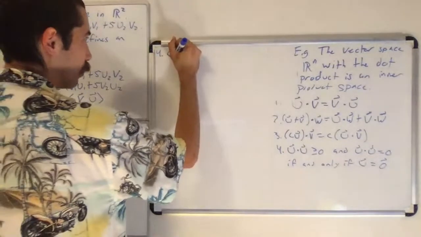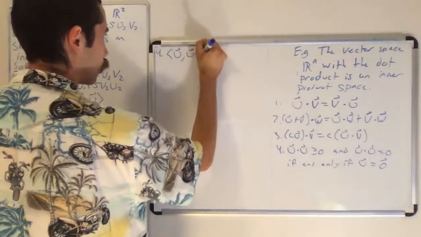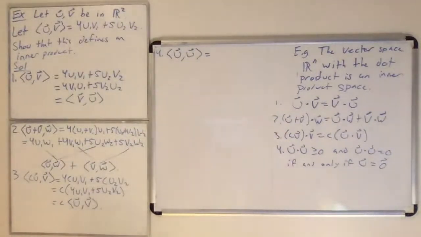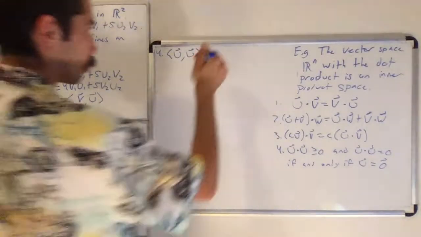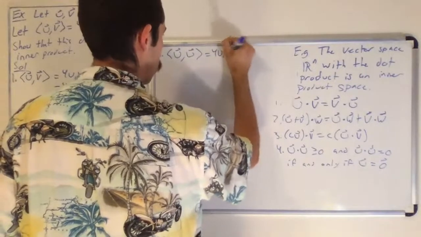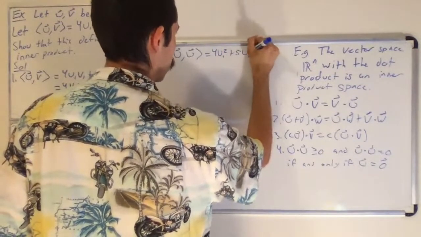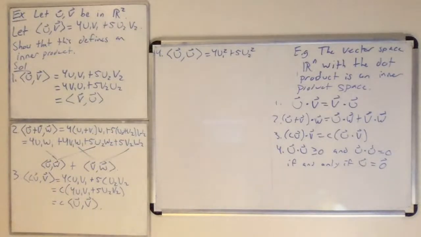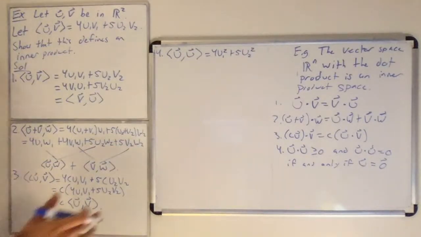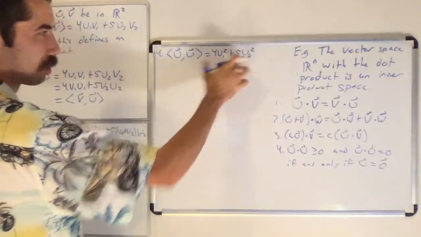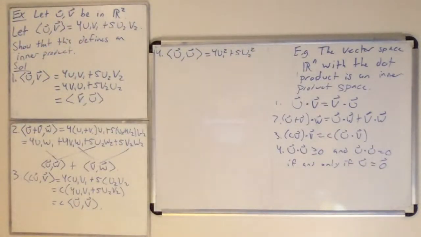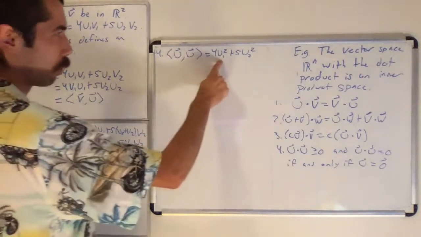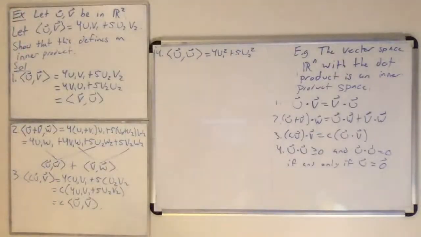So we take the inner product of U with itself, which is 4u1 squared plus 5u2 squared. And so my question is, why do we know that this is greater than or equal to 0? Right, we want to show that this is greater than or equal to 0. Why do we know that 4u1 squared plus 5u2 squared is greater than or equal to 0?